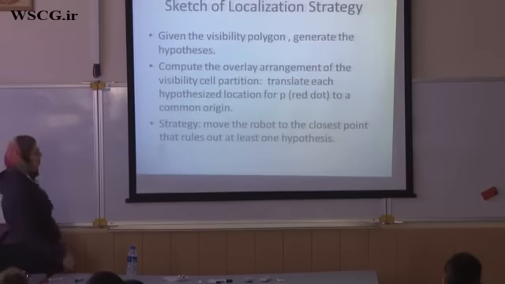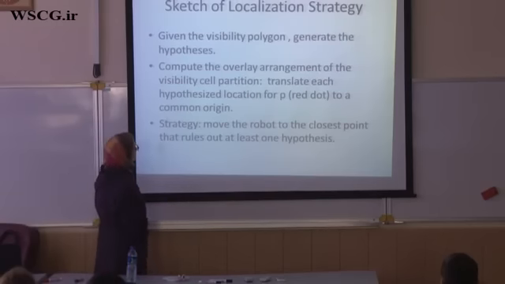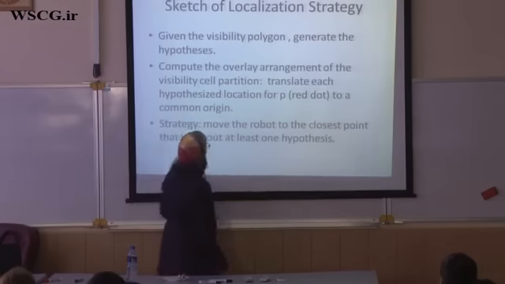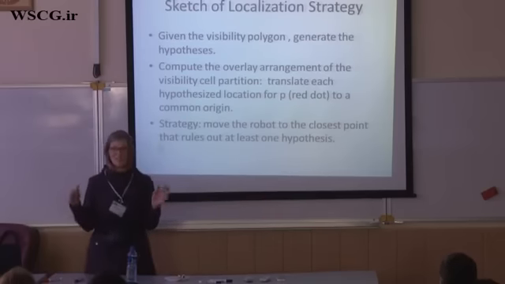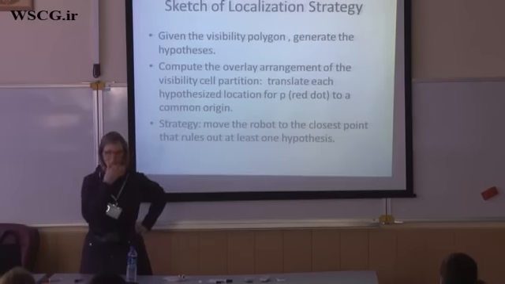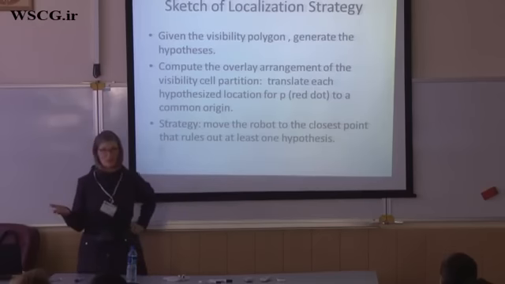Okay, so we generate the hypotheses, we compute the overlay arrangement, which starts to be computationally expensive, and we translate a copy, one for each hypothesis, one for each red dot possibility, to a common origin. And then here's the simple, greedy strategy. And we were absolutely astounded when this turned out to work. You simply move the robot to the closest point that rules out at least one of the hypotheses. You just move the robot to the closest point.